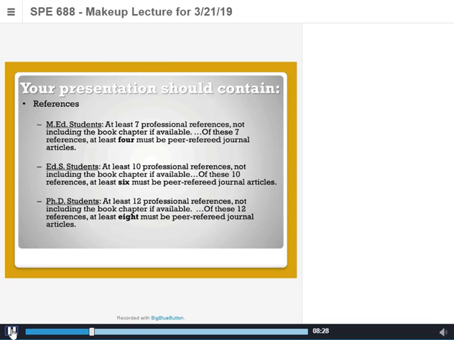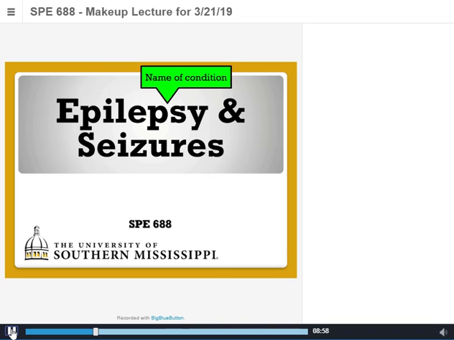So 7 additional. Specialist students, 10 references; of the 10, 6 must be peer-reviewed journal articles. And doctoral students, at least 12 references, and 8 must be from peer-reviewed journal articles. So remember that as we go into the next several weeks with student presentations. If you have a question or doubts about whether something is reputable or not, just shoot me an email and I'll take a look at it for you.